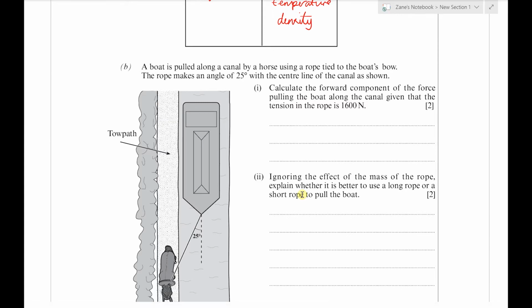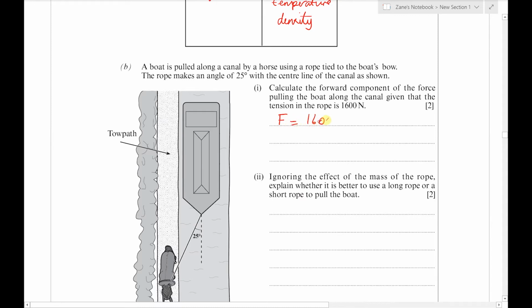Now, in the next part of the question, we have a horse pulling a boat along a canal, and he's pulling it via a rope, and this rope is making an angle of 25 degrees to the sort of forward direction there. So what we've got to do on the first part of the question is calculate the forward component of that force if the tension in the rope is 1600 newtons. So let's call it F.